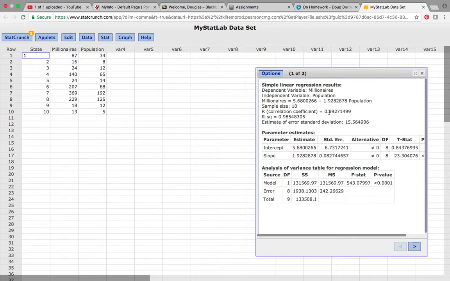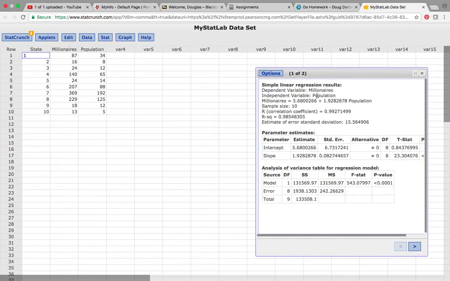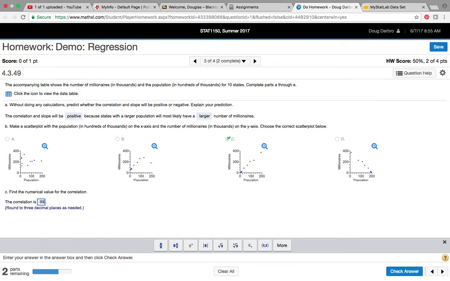All right, so right now we want the correlation. I forget, is it 2 places or 3 places? 3 places, okay. So the correlation is 0.993. Guys, again, it's 0.992, but because of that 7 out there, that 0.992 goes up to 0.993. Check it. We know we're right.